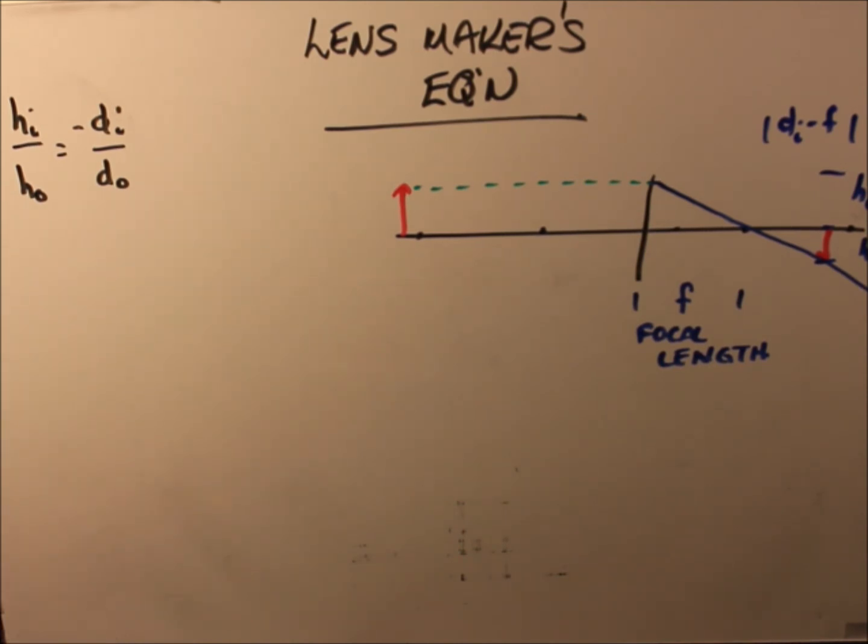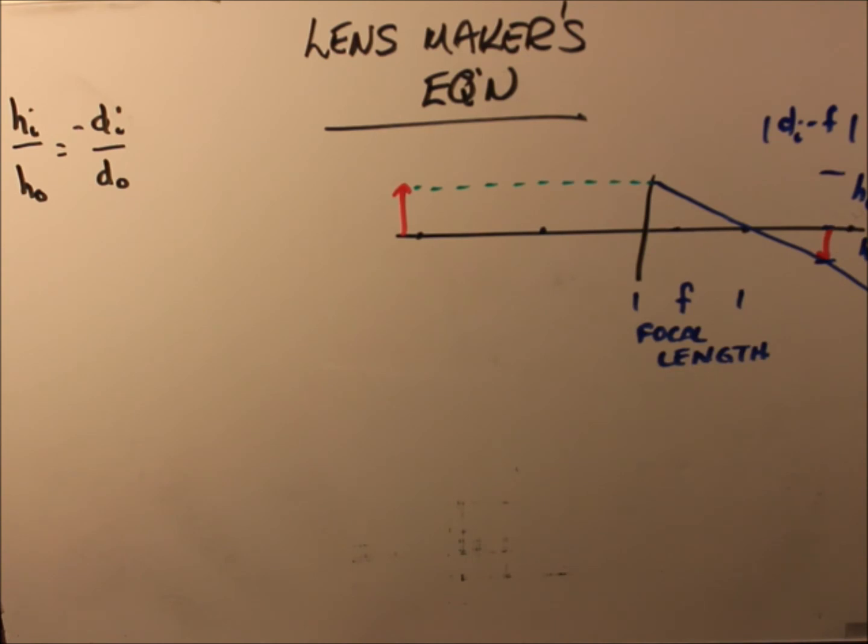Okay, so let's look at this situation. If we have our equation we had before, h_i over h_o equals negative d_i over d_o, it works fine. The problem is that the heights of the images are values that are difficult sometimes to measure. And so we would want to try to rearrange our algebra if we can, so that we can get away from having those variables in our actual equation.